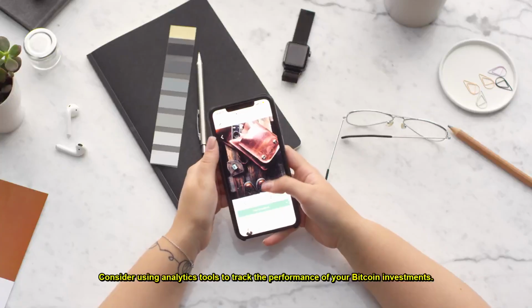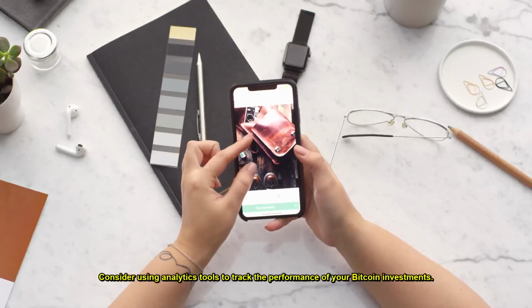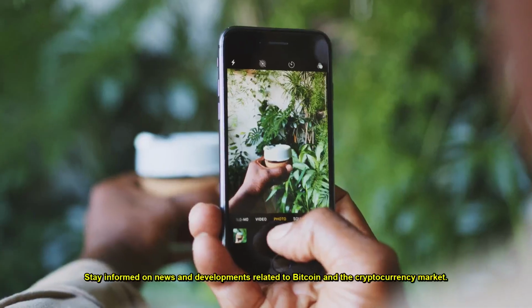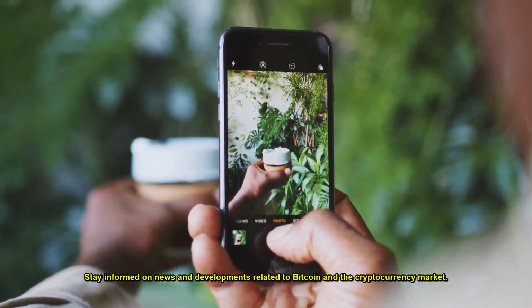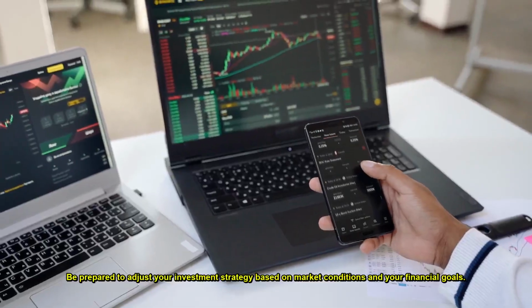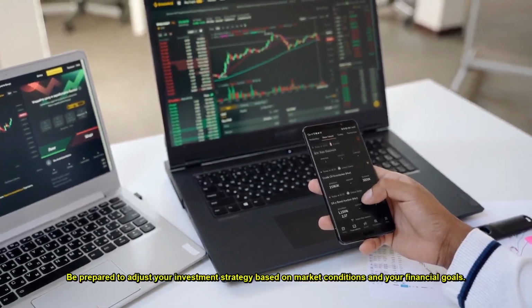Consider using analytics tools to track the performance of your Bitcoin investments. Stay informed on news and developments related to Bitcoin and the cryptocurrency market. Be prepared to adjust your investment strategy based on market conditions and your financial goals.